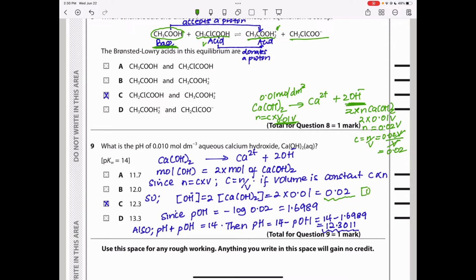So since we have the OH ion concentration, we can use that to find pOH. Remember, pOH is negative log of the concentration of OH minus, which is negative log of 0.02. And using your calculator, you'll be able to get this. Now again, remember there is another formula which says pH plus pOH is equal to 14. We can use this with our pOH we have calculated here to be able to find the pH. So pH will be 14 minus 1.6989, which gives us 12.3011. And when we look at the answers here, it's only this that is closest. So when you round off, it's going to be, of course, 12.3.